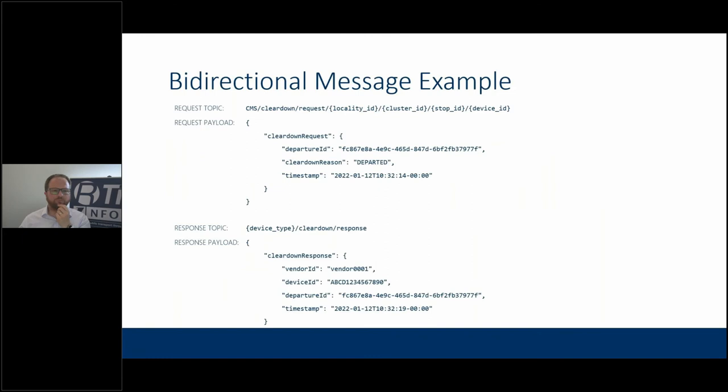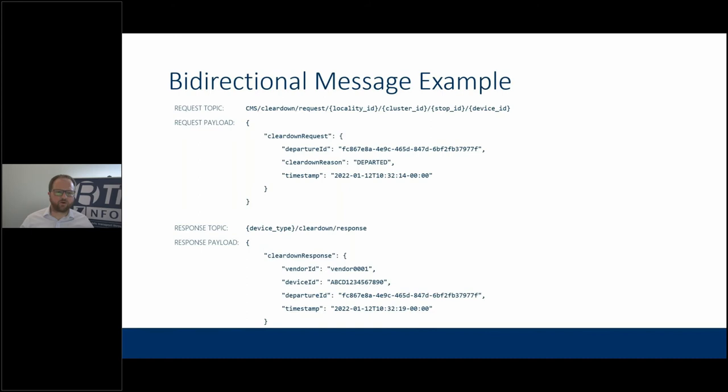A quick example of what a message looks like. If you're used to XML or Java, then hopefully this should look fairly familiar. This is a clear down request. It's a bi-directional communication. So the content management system says clear down at a particular device, and this is the message that we previously sent that you want to clear down because it's departed. It could be because it's cancelled, for example, but in this case it's departed. The display then goes, yeah, thank you, message received and done.